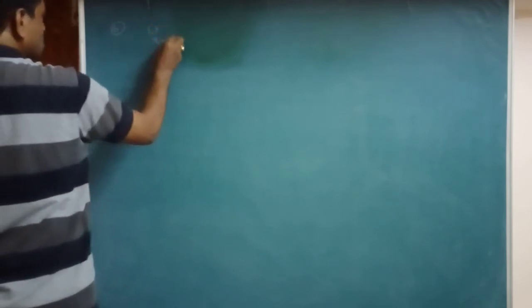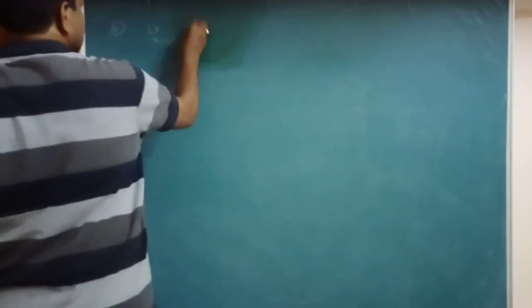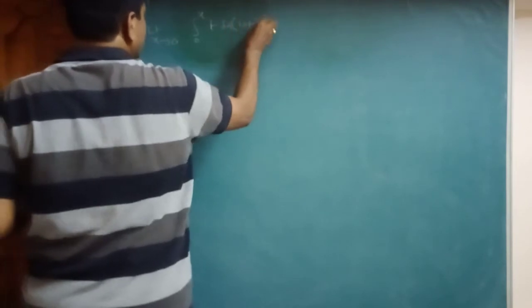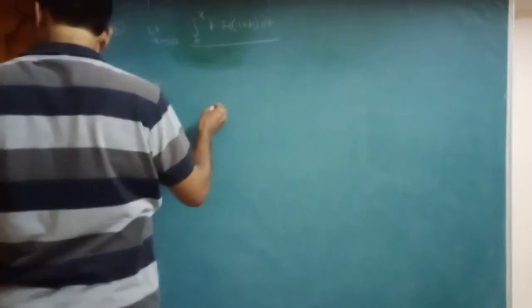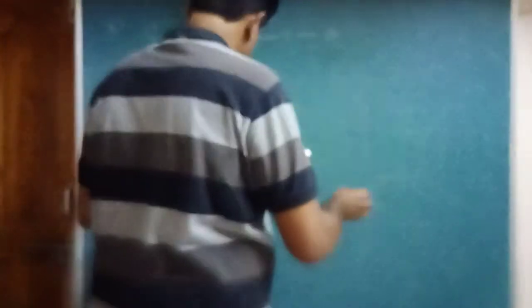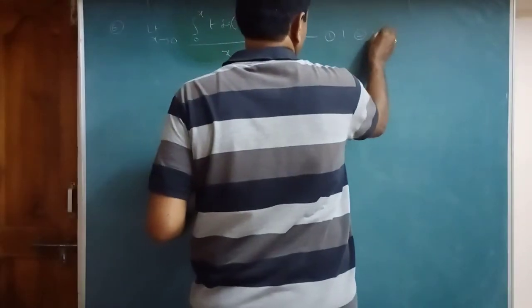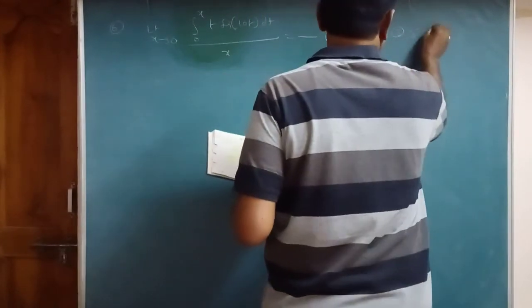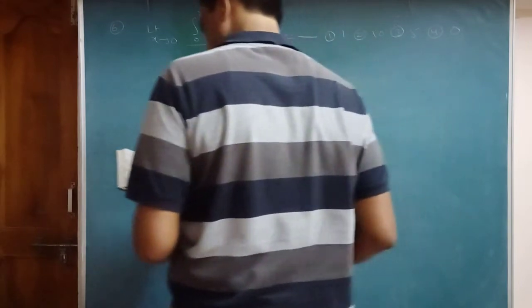One more problem, the same type. Limit x tends to 0, integral 0 to x of t sin 10t dt, divided by x, is dash. First option 1, second option 10, third option 5, fourth option 0. So it is also the same model as before.